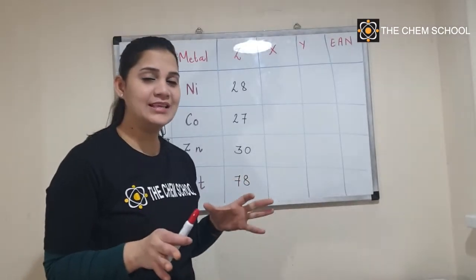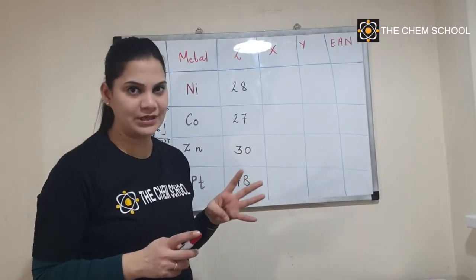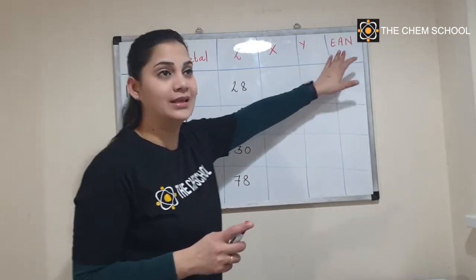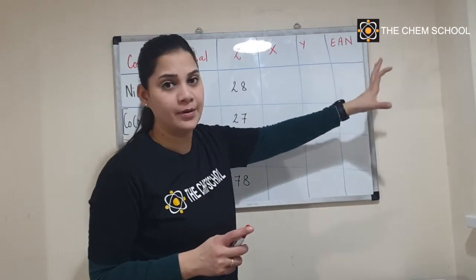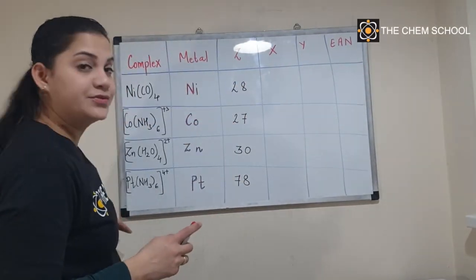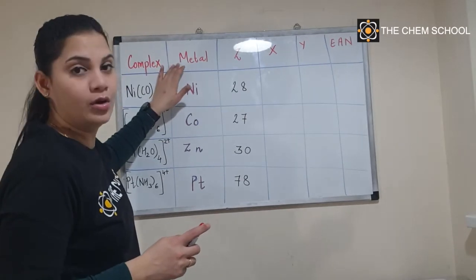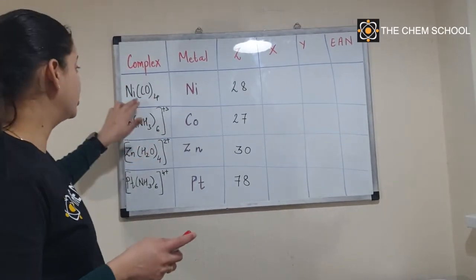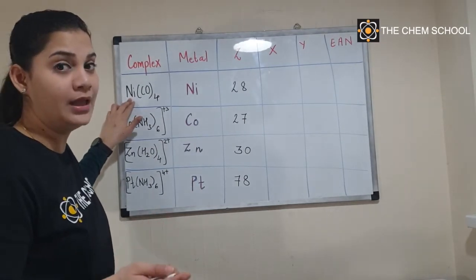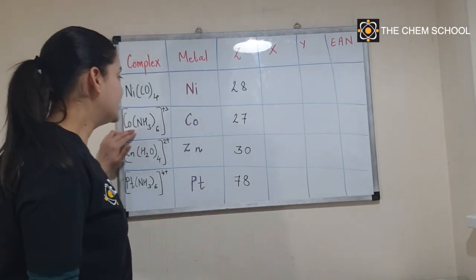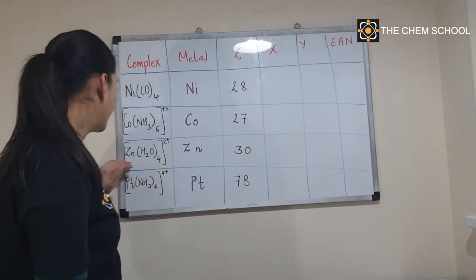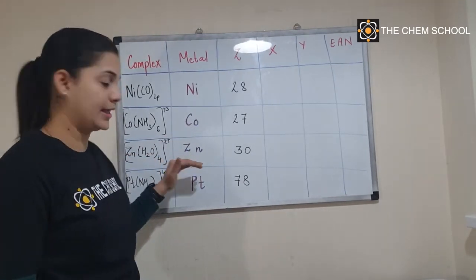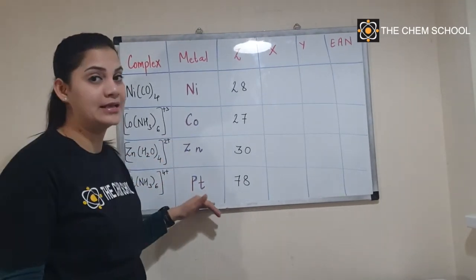Now here you can see a chart in which I have taken 4 complexes, of which we are going to calculate the EAN, that is, the effective atomic number. The complex is as follows. The second column is going to be for the metal, that is your central metal. So here in the first complex, the central metal is nickel. In the next one, the central metal is cobalt. The third one has central metal as zinc, and the fourth one has central metal as platinum.